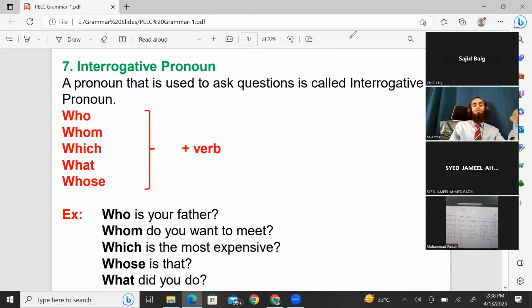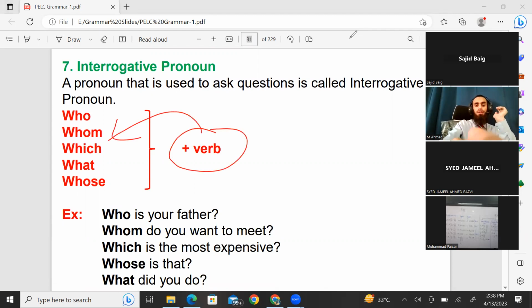Next, we have interrogative pronoun. In both interrogative and demonstrative pronouns, keep this in mind, that after these pronouns there must be a verb, right? There must be a verb. For example, who is your father? Is is the verb, and who is the interrogative question word.